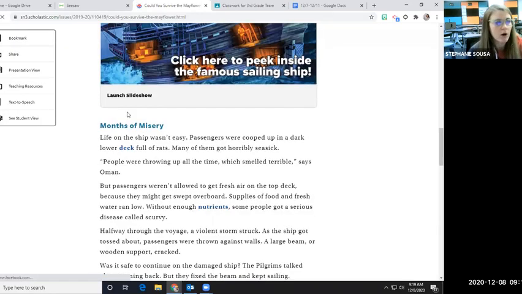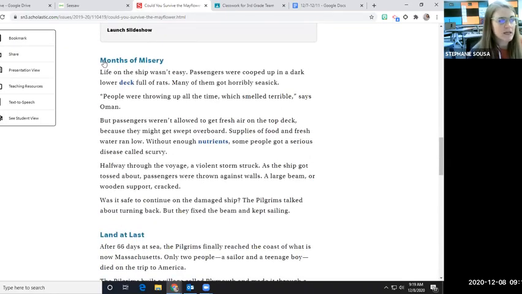All righty, and we're going to go underneath that slideshow where it says months of misery. This is one of the context clue phrases that you're going to use today. So months of misery. We know what months are. Those are a way to measure time. We're going to figure out what misery means. Listen and think about what misery could mean.